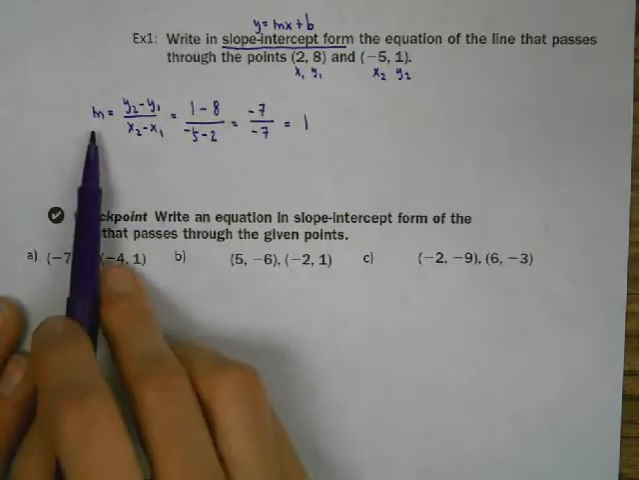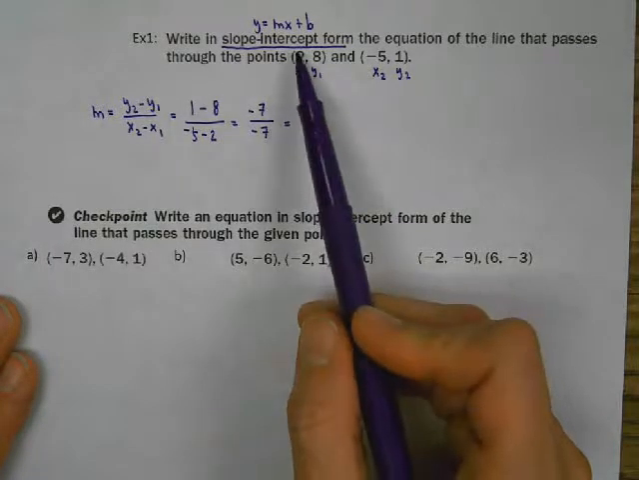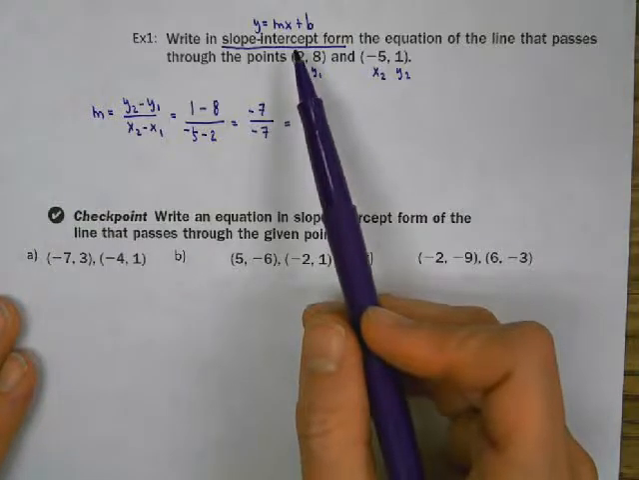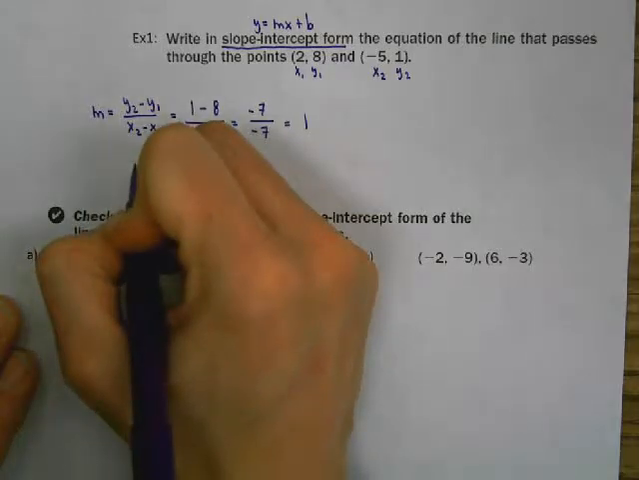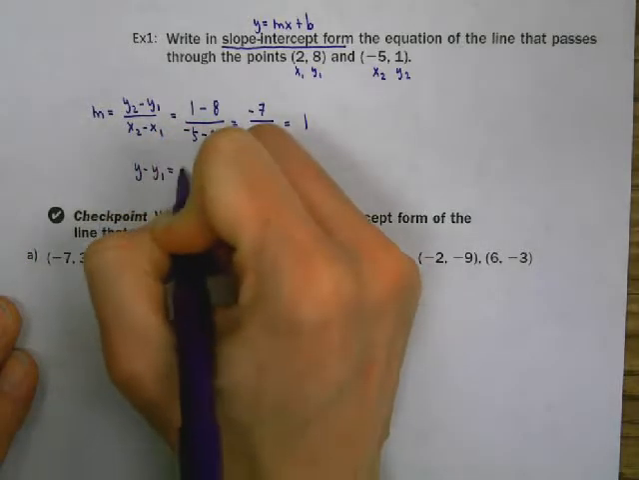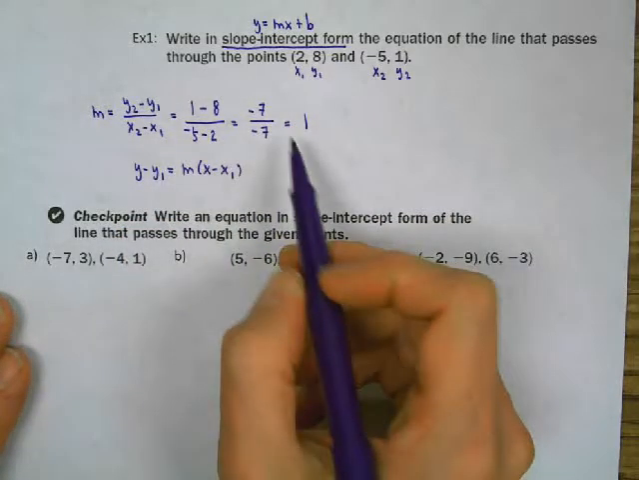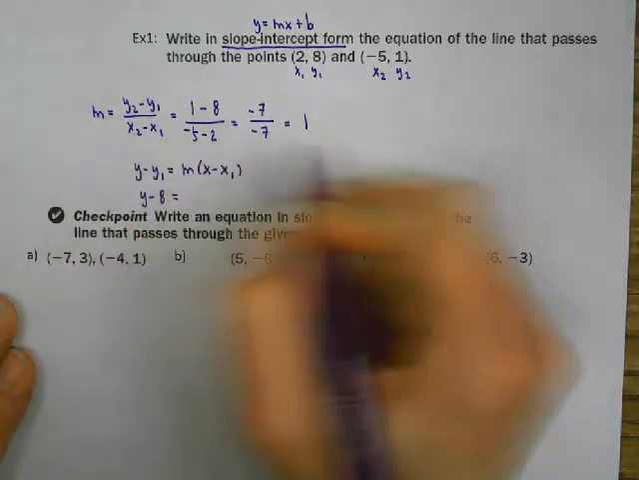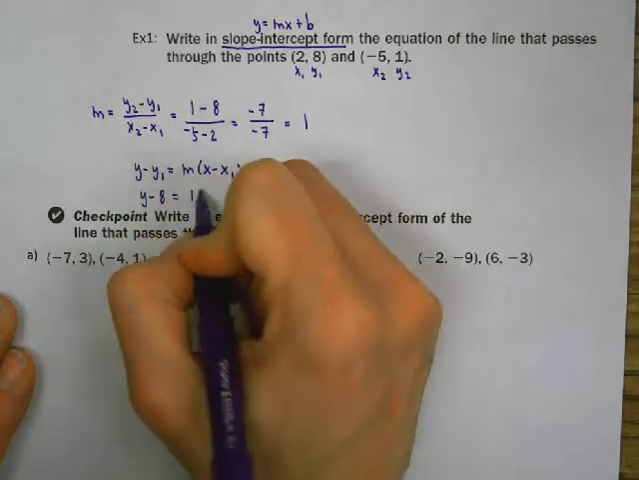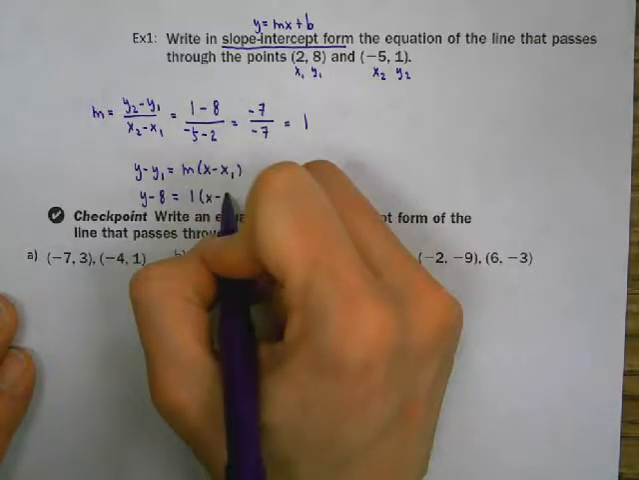So now I know the slope and I know a point on that line. So I'm going to go ahead and write my equation. I can't go right to slope-intercept form though. First I'm going to have to write it in point-slope form. So my point-slope form is y minus y1 equals m times x minus x1. And again, we just go ahead and substitute. So I have y minus 8 equals my slope, which is just 1, times x minus x1 is 2.